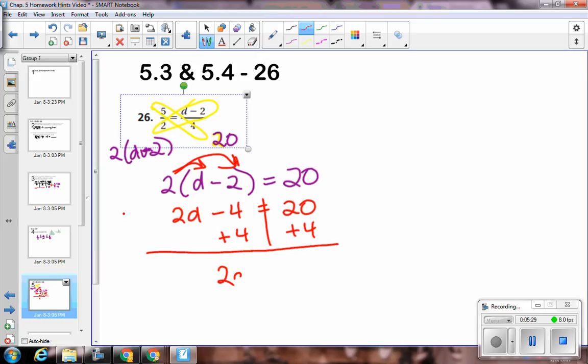Now we have 2d equals 24. And then you're going to finish by dividing by 2. And then you want to plug that value in and see if that really works.